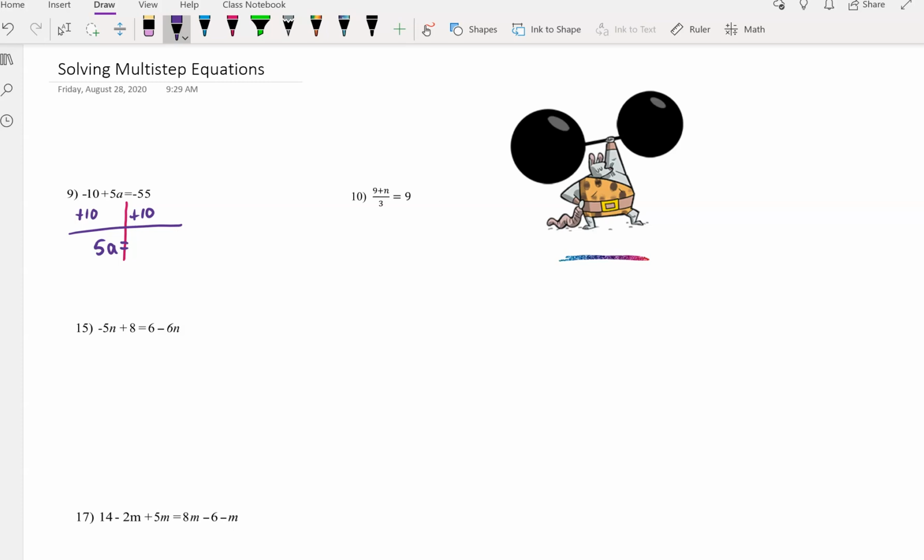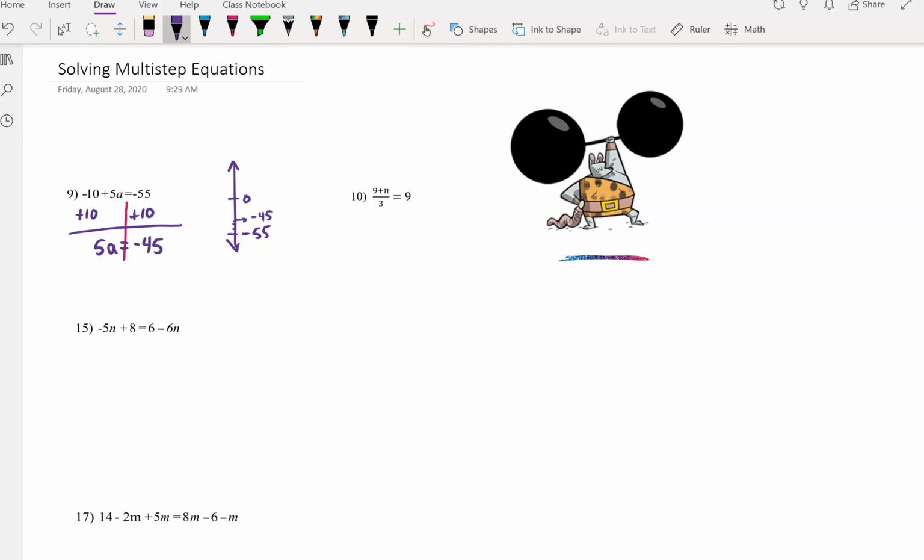and a negative 55 combined with a plus 10 means I'm actually starting at negative 55 on my number line, right? I'm at negative 55 way down here. I'm actually adding 10, so I'm going up the number line. Okay, so that's going to take me up to a negative 45.